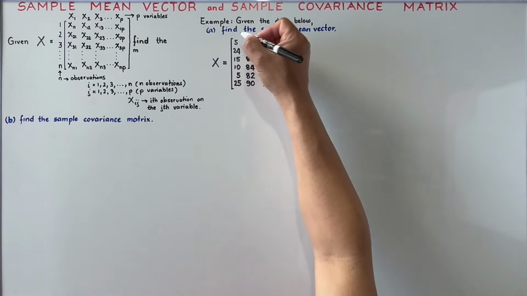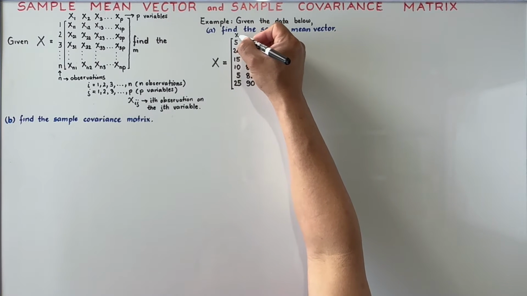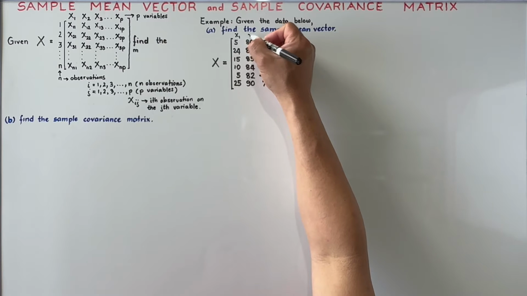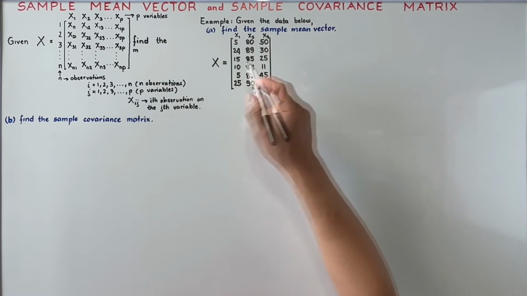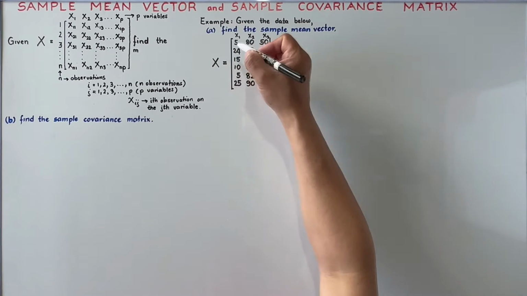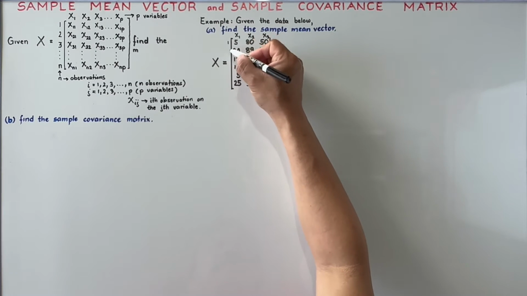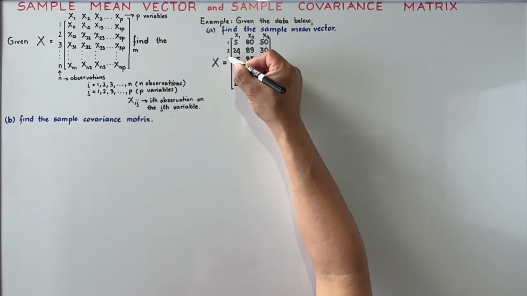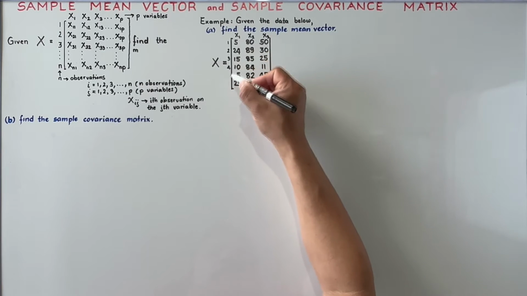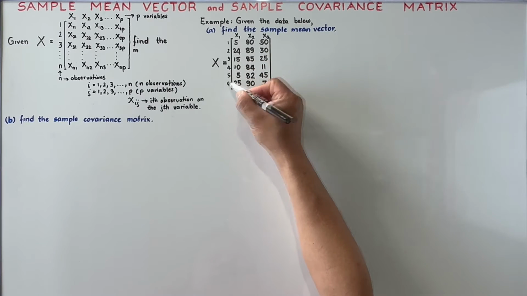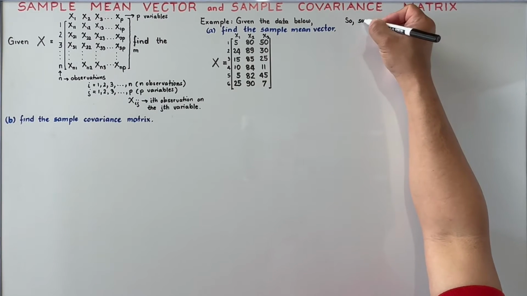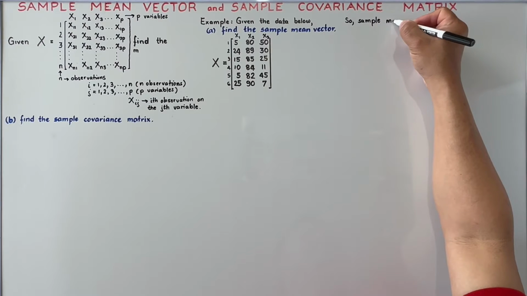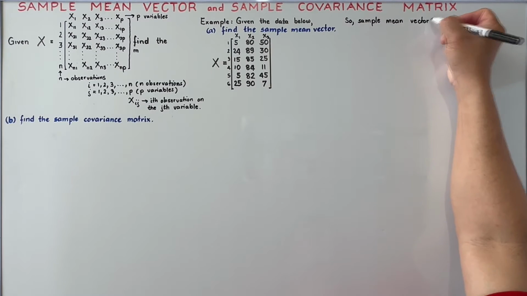Suppose we are studying 3 variables here. So this is our x sub 1 variable, x sub 2 variable, and x sub 3 variable. So there are 3 variables here, and there are 6 observations: 1, 2, 3, 4, 5, and 6 here. And so to solve for the means of these 3 variables, let's compute the sample mean vector.